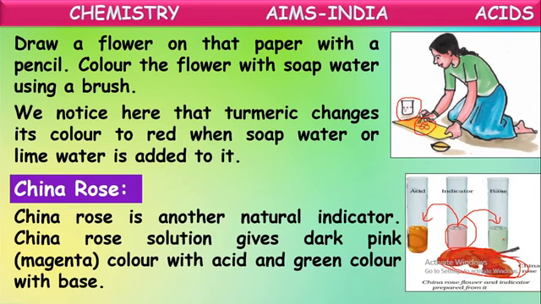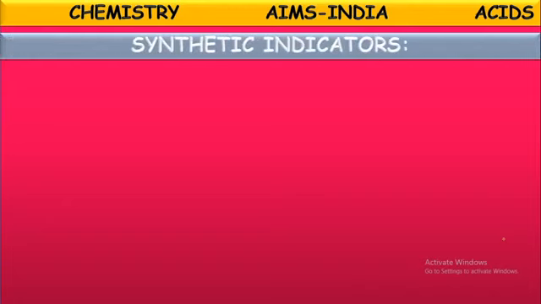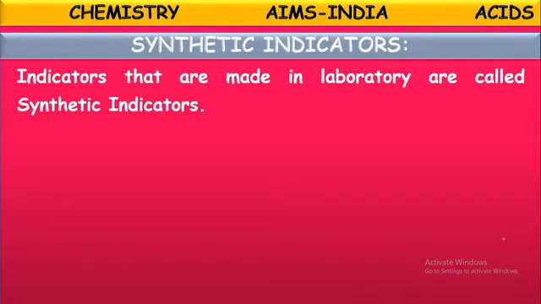Okay. The next one I just now have seen about chain arrows. These are all coming under natural indicators because these are having their origin or sources from the natural substances. Okay. Now let us say about synthetic indicators.